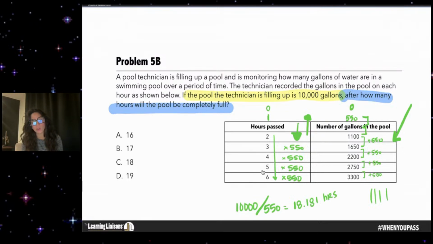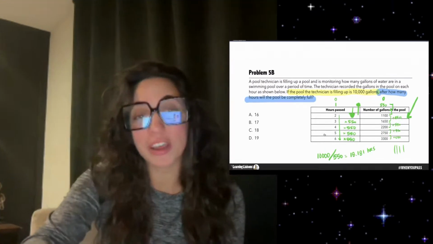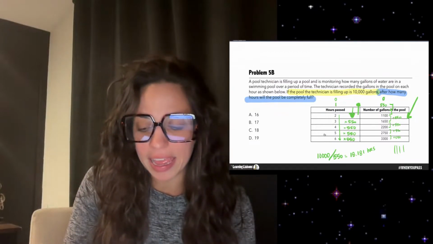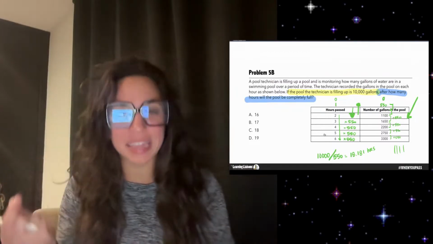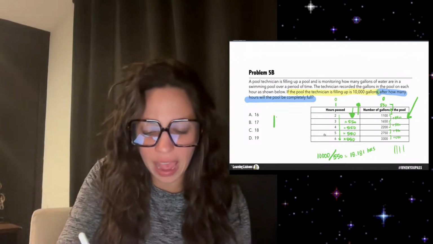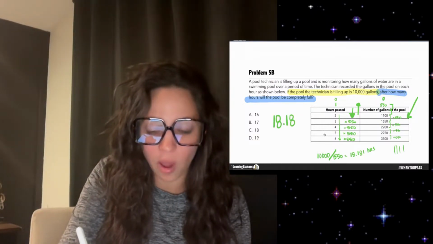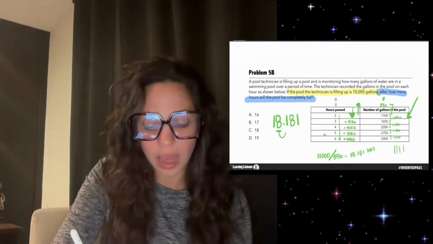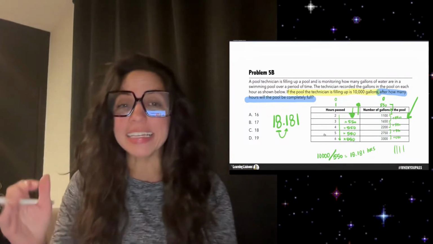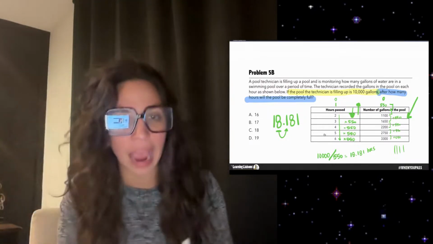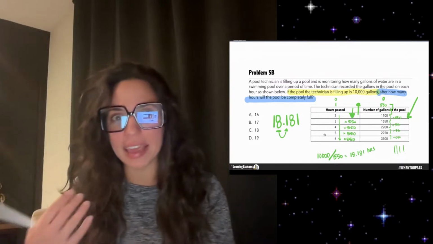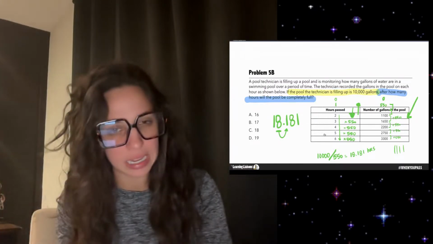So what would your answer be? Would it be 18 or would it be 19? This is kind of a trick question. Here's why. Normally when we round, if I have 18.181 and I'm rounding to the nearest hour, when I look next door, that 1 tells me to absolutely round down. Like, hello, it's only 18.1. That's not even close to 19.